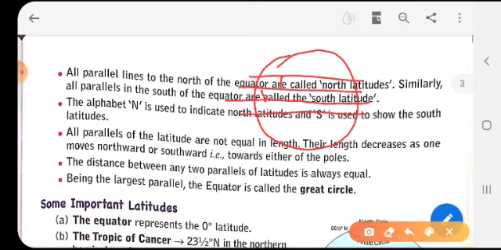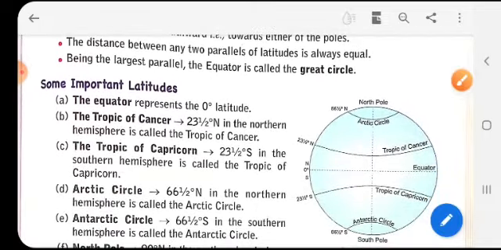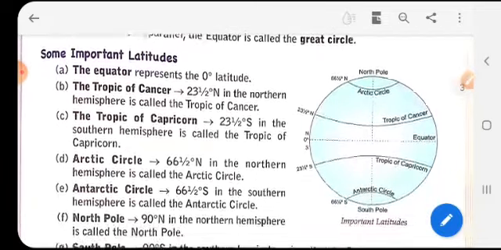Being the largest parallel, the equator is called the Great Circle. Since the equator goes through the center of the Earth, it is the largest latitude and the largest parallel, and so it is also called the Great Circle. So, which is the Great Circle? The equator is also called the great circle.